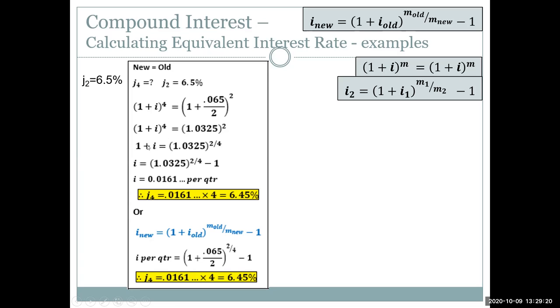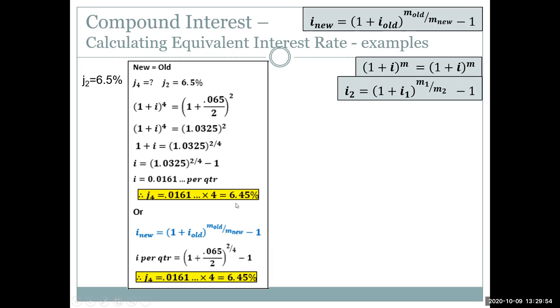Here the exponent goes away, so we're left with 1 plus I. On this side, we're left with what's in the brackets, 1.0325 to the 2 over 4, by the rules of exponents. We can then isolate for I and do our calculation, and we'll get our periodic rate of 0.0161, etc., per quarter. And if we want the nominal rate, we're going to have the periodic rate times 4, so our J4 will be 6.45.